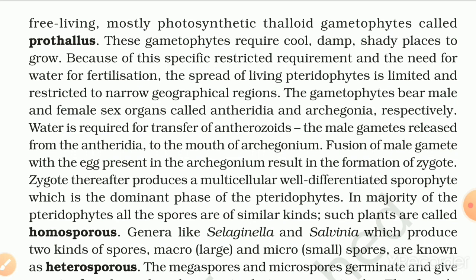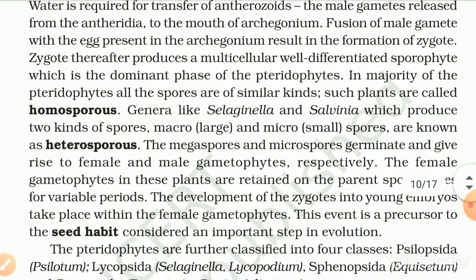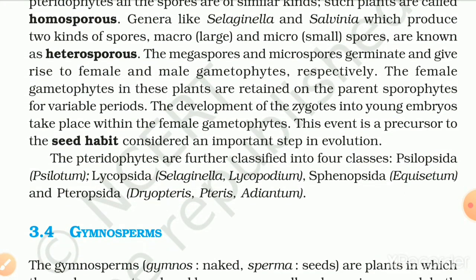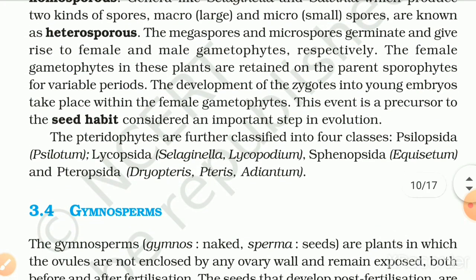The zygote therefore produces a multicellular, well-differentiated sporophyte, which is the dominant phase of the pteridophytes. In the majority of pteridophytes, all the spores are of similar kinds. Such plants are called homosporous. Genera like Selaginella and Salvinia, which produce two kinds of spores, macro (large) and micro (small) spores, are known as heterosporous. The megaspore and microspore germinate and give rise to female and male gametophytes respectively.